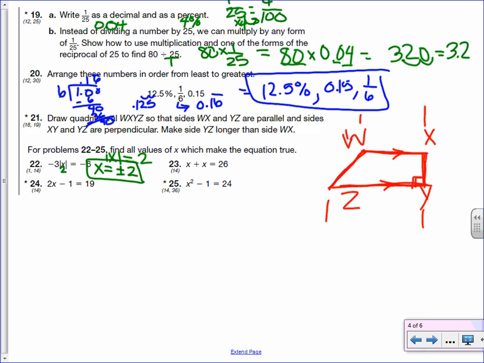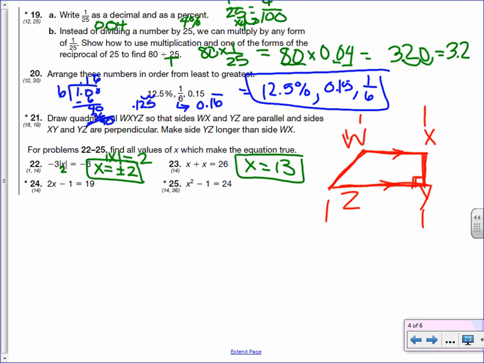And that's how we write that, plus or minus, right on top of each other. It looks like this. x plus x equals 26. So what number, when you add it to itself, gives you 26? That number is 13. And it can't be negative because -13 plus -13 would give me -26.